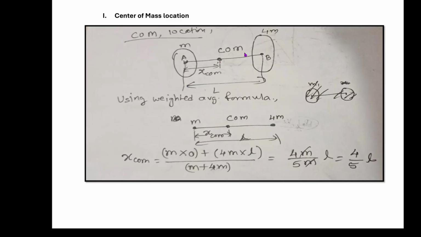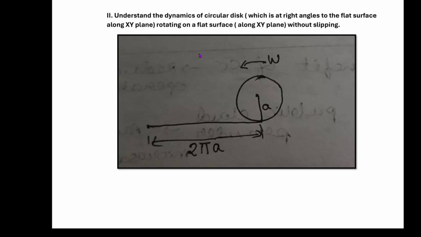So somewhere, actually this diagram is showing almost halfway, but it will be somewhere here, because it will be nearer to the heavier disk, the higher mass disk. So 4 by 5 times this, somewhere here it will come. So this is our center of mass location we have identified.